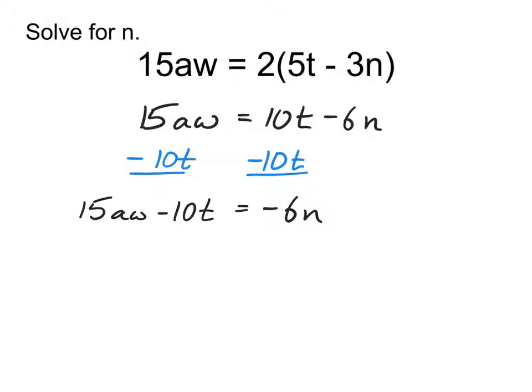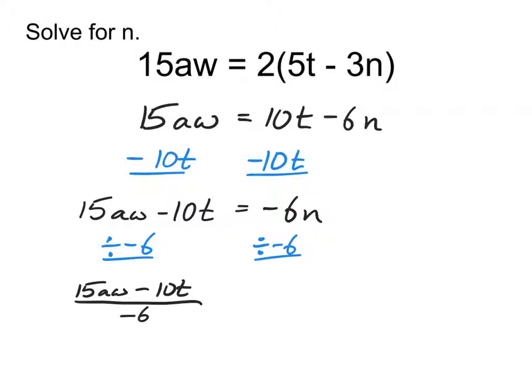All right, so then last step. In order to get the n by itself, I've got to get rid of that negative 6. So I'm going to divide both sides by negative 6. And again, I'm dividing something bigger by that, so I tend to prefer that fraction notation for doing division. So I'm going to write it as 15aw minus 10t all over negative 6, and that equals n.